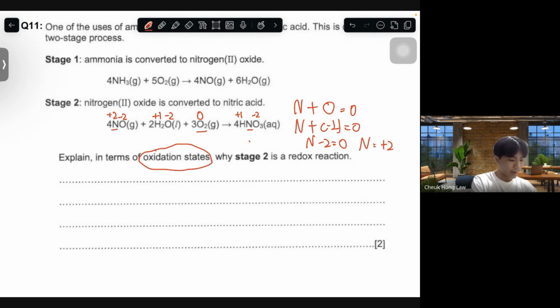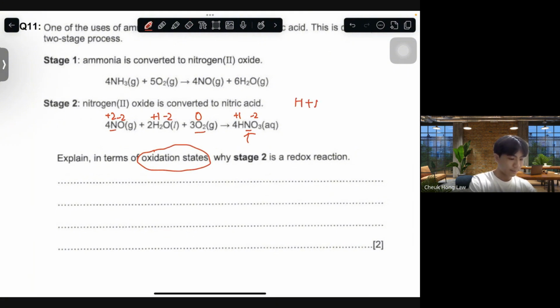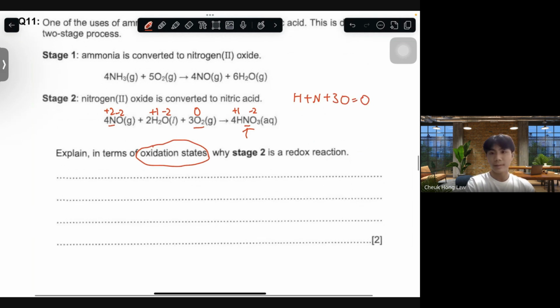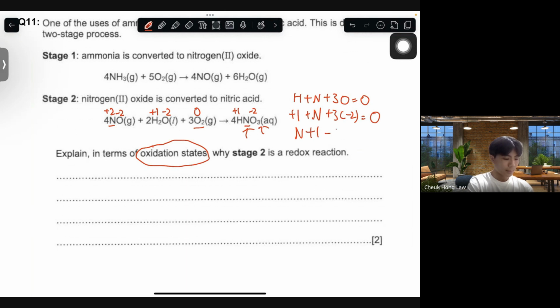What about N in HNO3? Same thing. All the elements' oxidation states add up to 0. So H plus N plus 3 oxygen equals 0. And there is 3 oxygen because here there's a number 3, so there are 3 atoms of oxygen. And then we just sub in for hydrogen, which is +1. Then N is unknown, and oxygen is -2, so 3 times -2. So N + 1 - 6 equals 0. N - 5 equals 0. And oxidation state of N is +5.